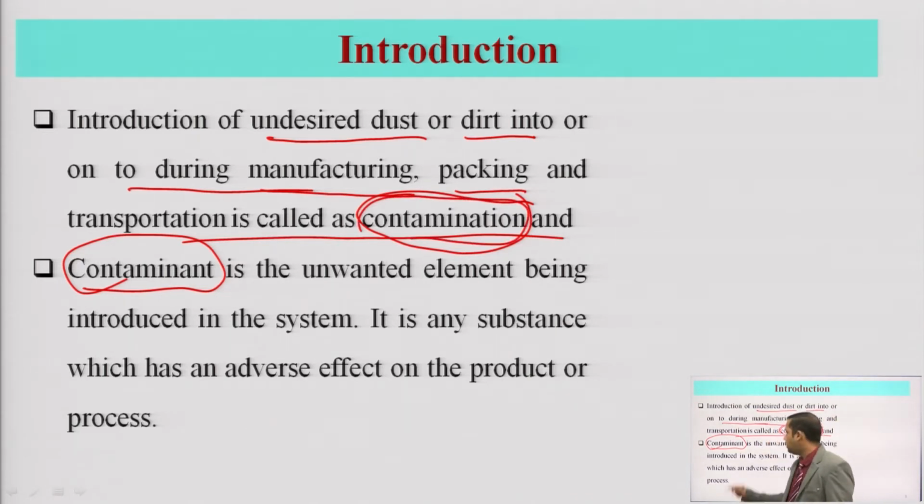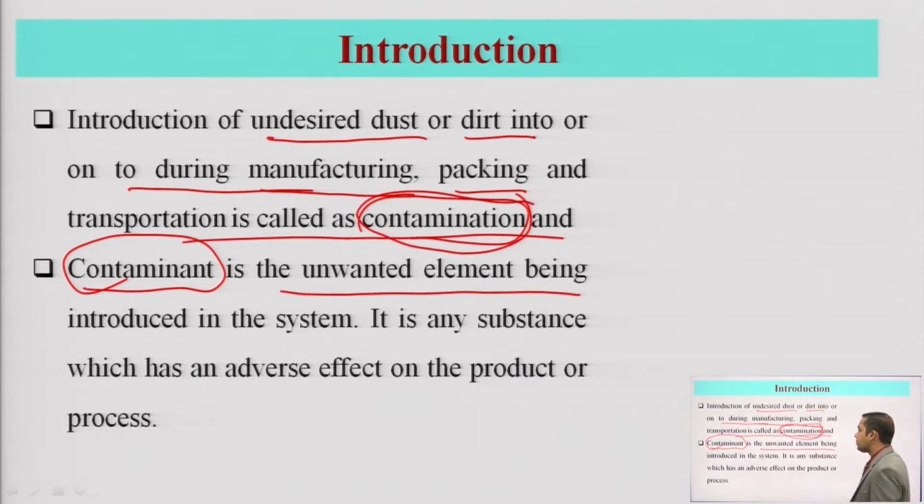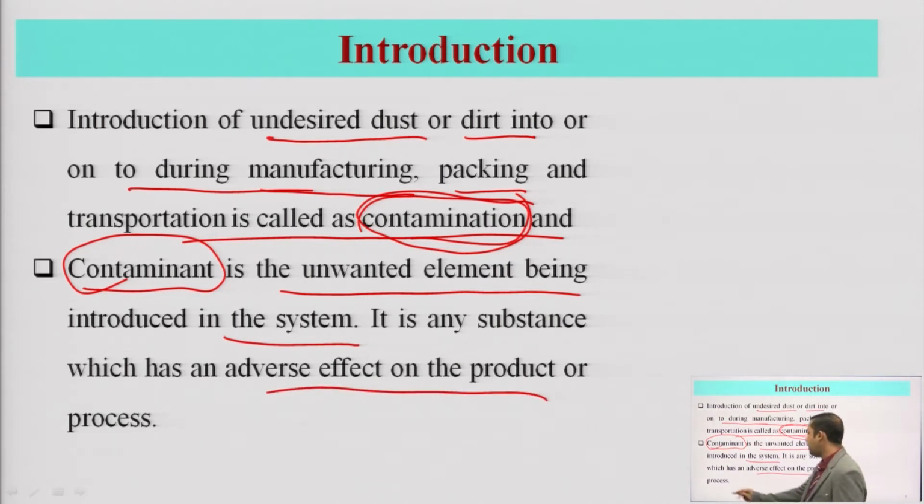What is a contaminant? A contaminant is the unwanted element being introduced into the system. It is any substance which has an adverse effect on the product and the process. For example, some dust particles, some microbes, or small particulate substances coming in contact with your product, with your tablet manufacturing process, with your sterile production areas.